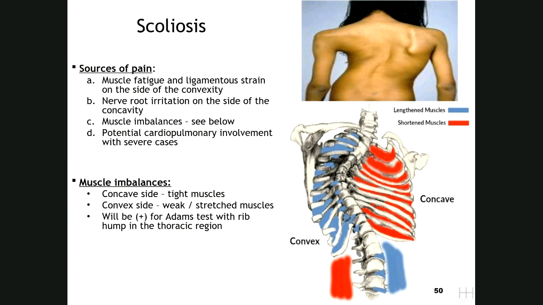So the muscle imbalances: on the concave side, the muscles are going to be tight or shortened. On the convex side, the muscles are going to get overstretched, which in turn will make them weak. This patient in the picture here will be positive for Adams test with rib hump in the thoracic region.